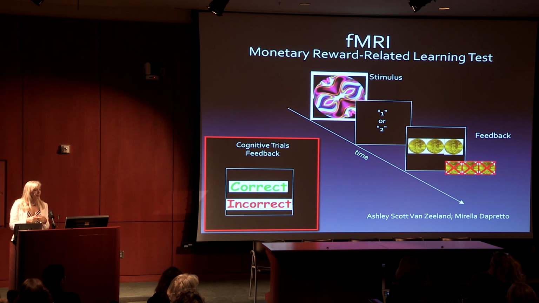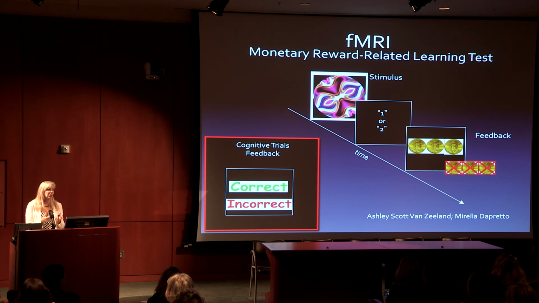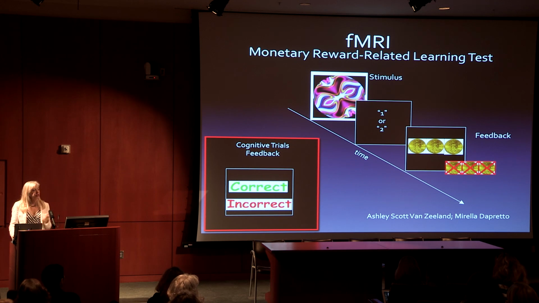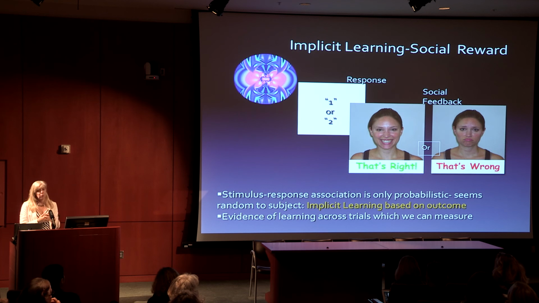Now, unbeknownst to the subject, there's not a perfect relationship between the stimulus and the number outcome, 1 or 2. It's only probabilistic. About 66% of the time there's a relationship, and the rest of the time there isn't. So you can't really memorize these, but if you practice it again and again, you slowly start to learn these associations. You actually learn them without awareness. So this is the monetary reward condition. And then the social reward condition is very similar, except instead of getting money, you see the smiling face of one of our pretty former graduate students, and if you get it wrong, then you get the pouty face.